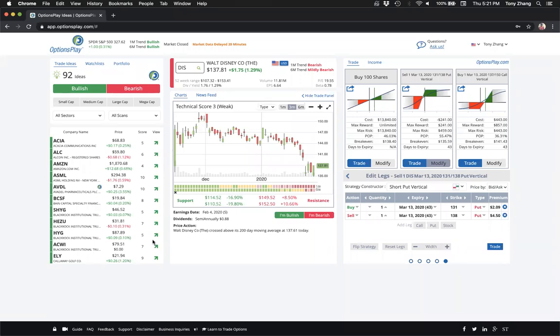Andy is saying, in the Intel sell to open 56.5, 59.5 put vertical, which leg is buy, which leg to sell? We sold the 59.5 and we bought the 56.5, Andy.